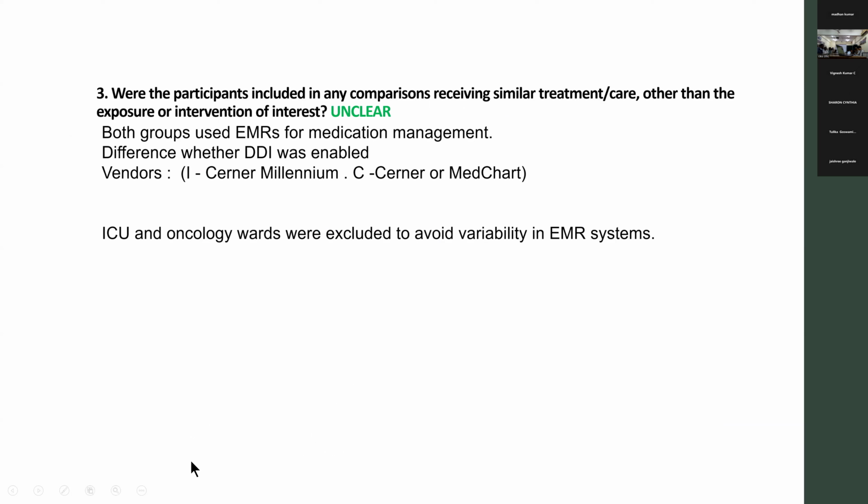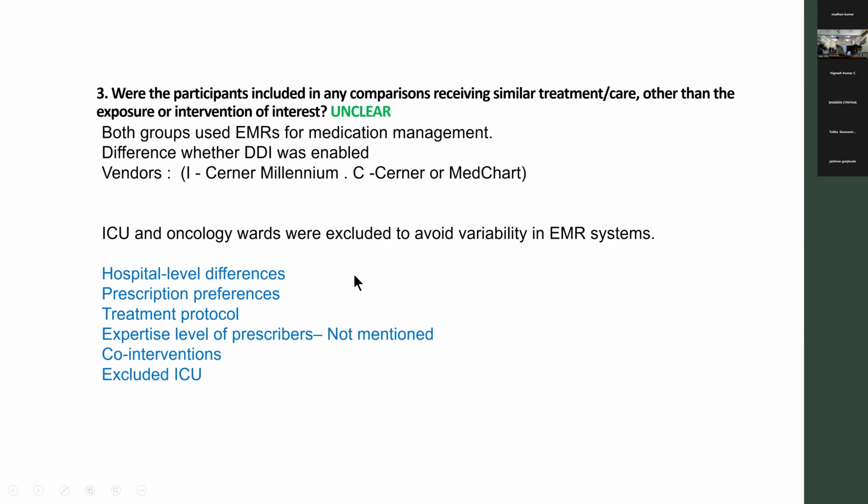The next question is whether the participants included received different treatments. Here both groups use EMR. The only difference was whether the alert was enabled or not. They had two vendors for the EMR. In the intervention group, all of them use Cerner Millennium. In the control group, there are two different EMRs. Because of the variability, they have excluded ICU and oncology wards. But there were some other differences which are not mentioned.